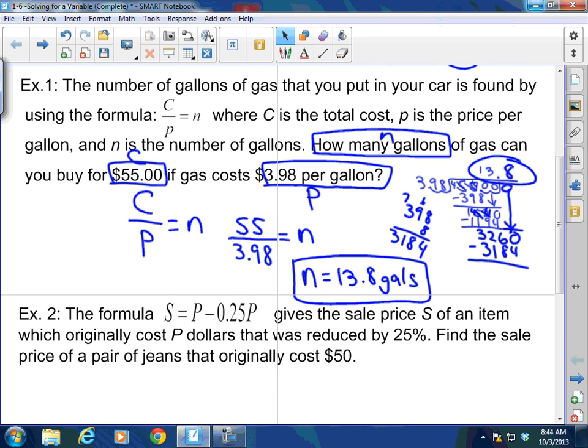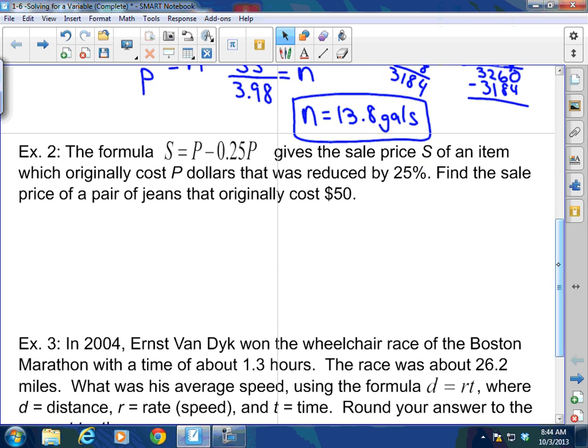All right, guys. So let's continue. Let's look at example 2. The formula S equals P minus 0.25P gives the sale price of an item which originally cost P dollars that was reduced by 25%. Think about it. 25% is 0.25. It was reduced, so I subtracted it. That's kind of like the second method that I taught you.